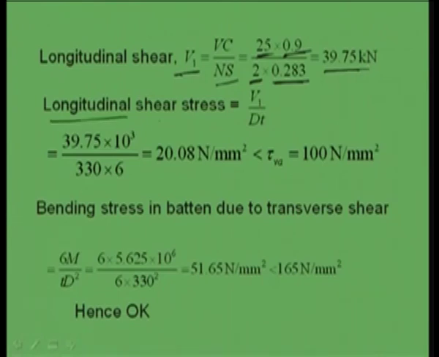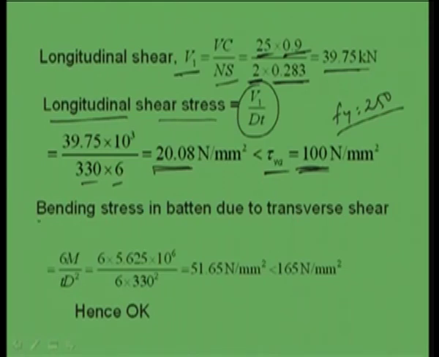So, longitudinal shear stress also we can find out, which will become V1 by dt. Now, if we put the value of V1 and D and T, we will get the value as 20.08 Newton per millimeter square, which is less than tau Va. In this case, tau Va is 100 Newton per millimeter square, for the steel, as we are using Fy 250. So, tau Va is 100 Newton per millimeter square. That is why the longitudinal shear stress, whatever is coming as 20, is less than tau Va, so it is okay.